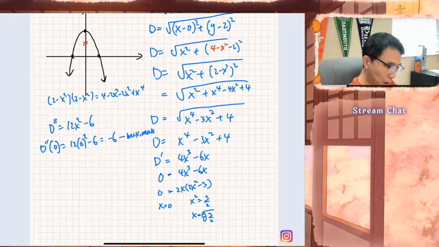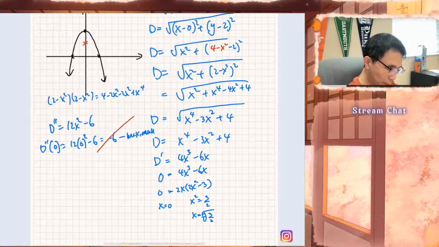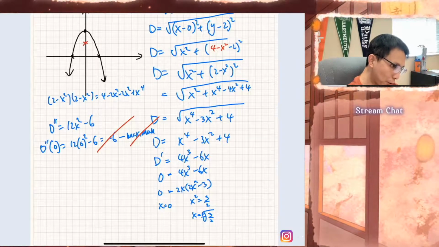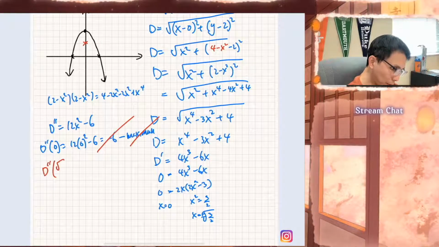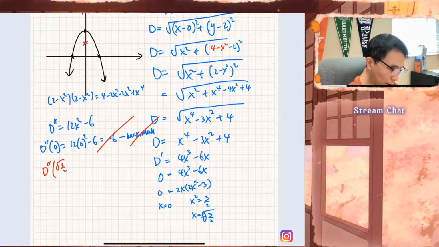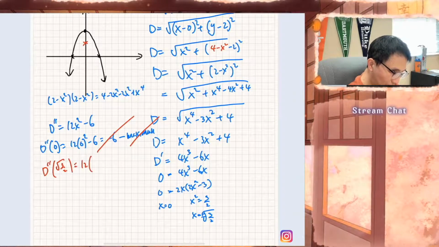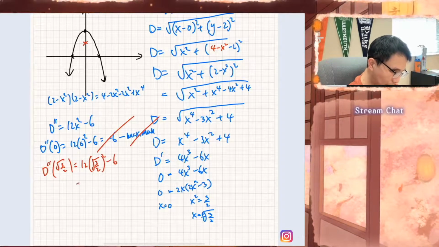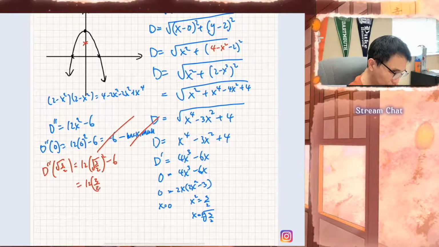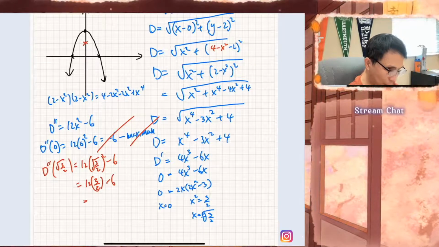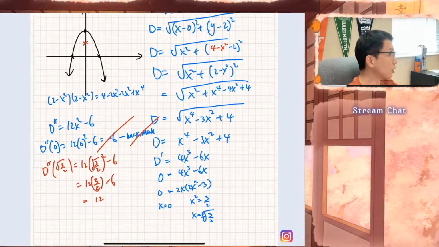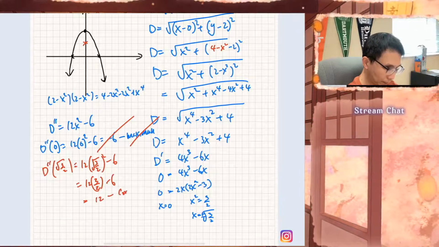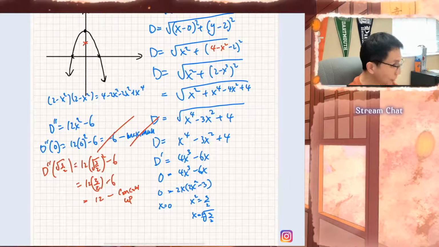This is not what we want. We're going to cross this one out. Boom, boom. Don't care. We have to pay attention to d double prime of square root 3 over 2. That's equal to 12 times square root 3 over 2 squared minus 6. That's 12 times 3 over 2 minus 6. That's 18 minus 6, which is 12. Is 12 concave up or down? Concave up, right?